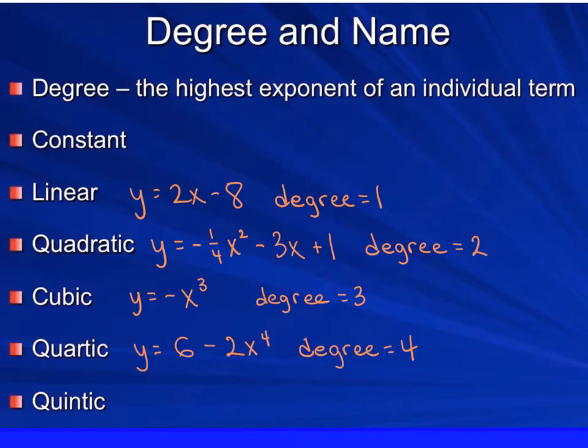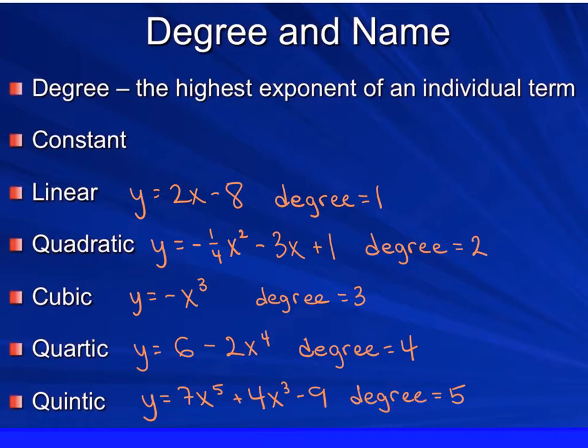Quintic means the degree will be 5. After this, we just start saying it's a polynomial with a degree of 6, polynomial of degree of 7. But from constant up to quintic, we use these specific names. There's my final example. It has 3 terms, and that's going to lead us into our next slide, which is naming a polynomial by its number of terms.